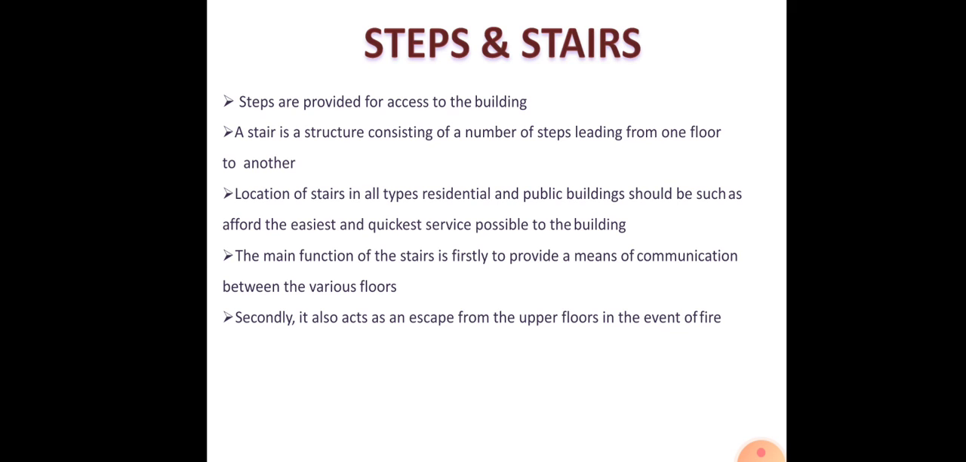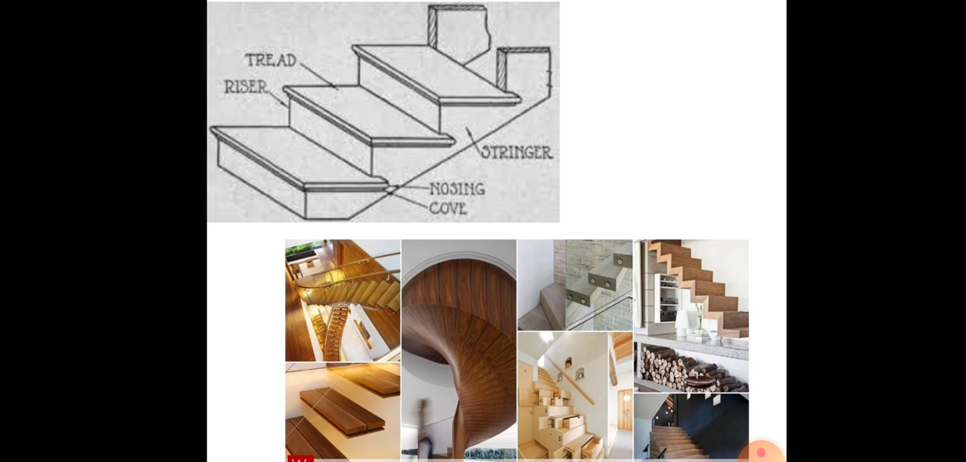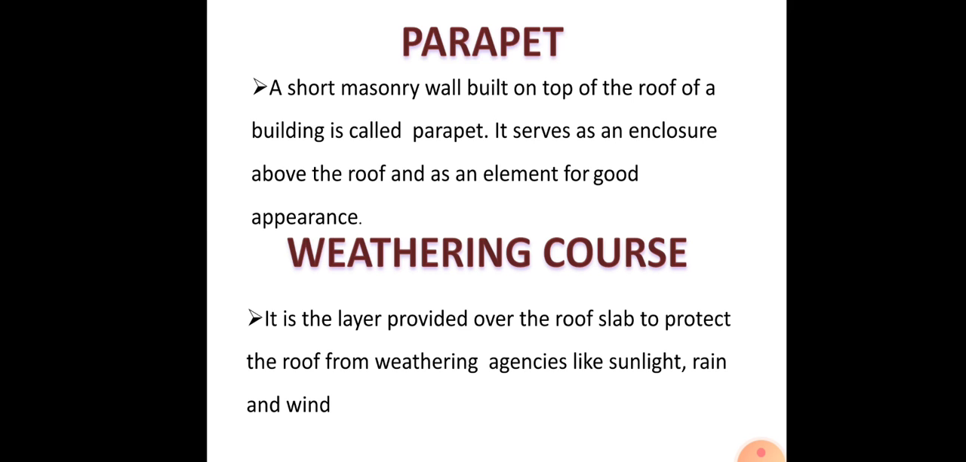Another component is the steps and the stairs. They are mainly provided for giving access to the building. A stair is a structure which consists of a number of steps from one floor to another. It connects the different floors of a building. The main function of the stairs is to provide a means of communication between the various floors. It also provides an escape from the upper floor whenever there is a fire. So stairs and steps are also used as an escape mechanism in the event of fire. Here the picture shows typical different types of stairs.